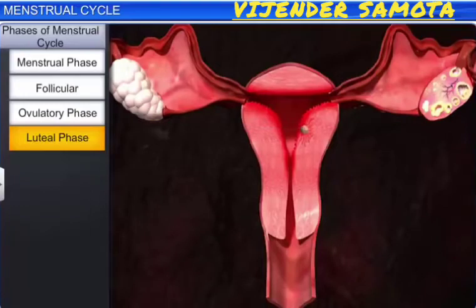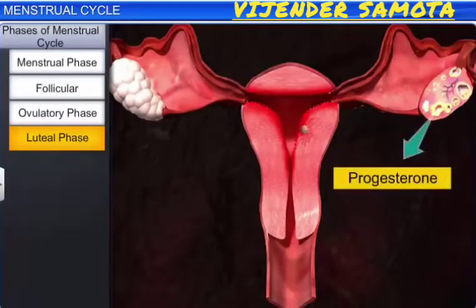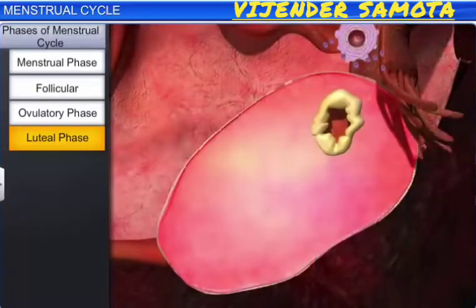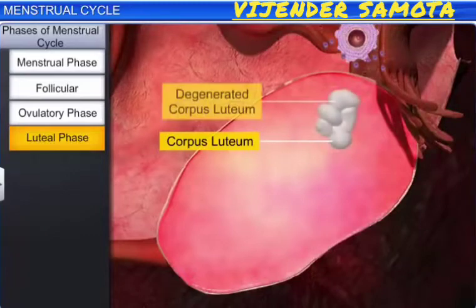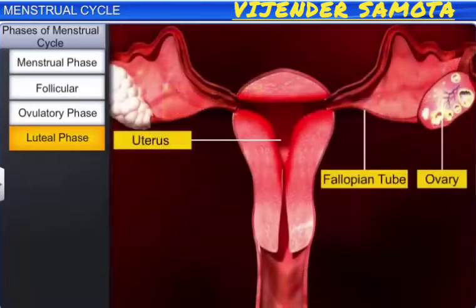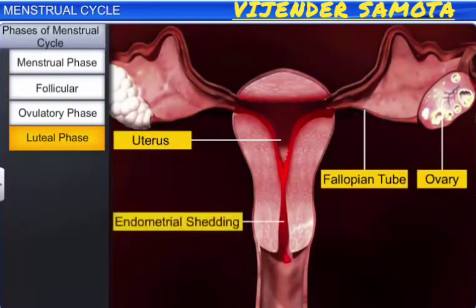The corpus luteum, on the other hand, starts secreting progesterone that helps maintain the endometrium and encourages the growth of the developing embryo. Conversely, in the absence of fertilization, the corpus luteum degenerates and triggers the breakdown of the endometrium. This marks the start of menstruation and the beginning of a new menstrual cycle.